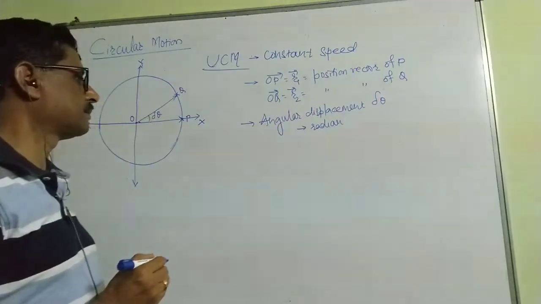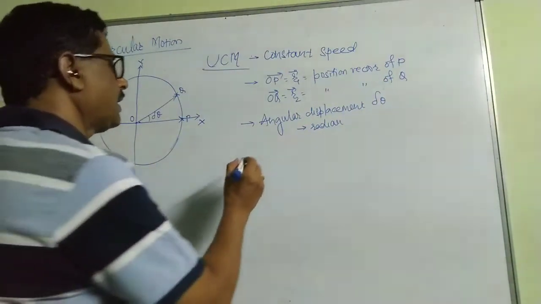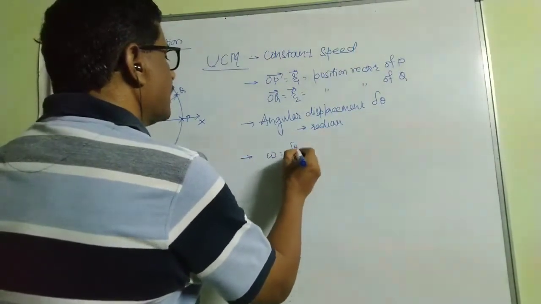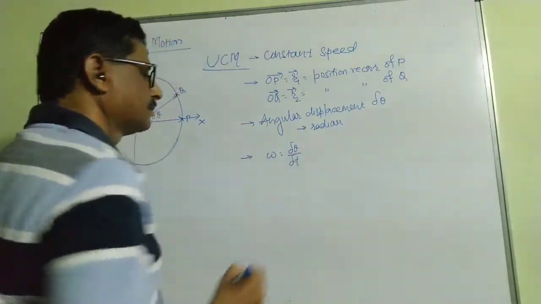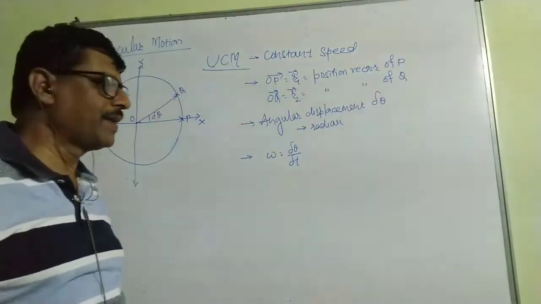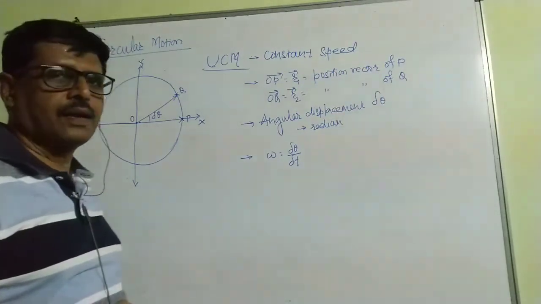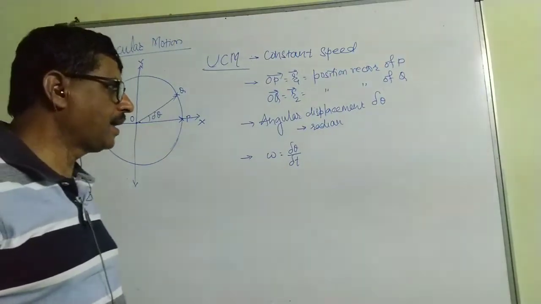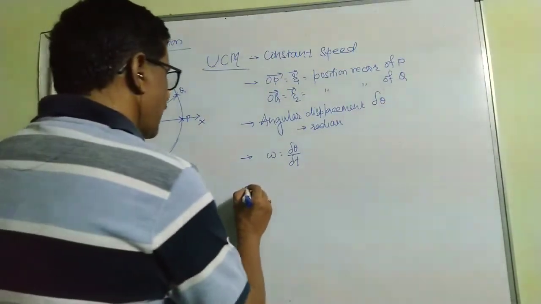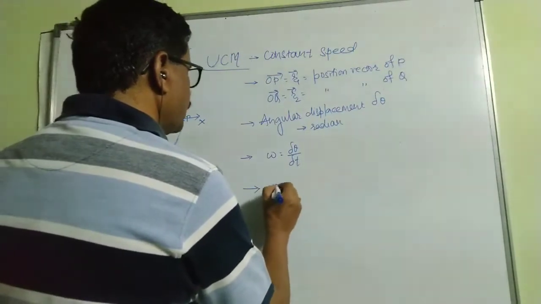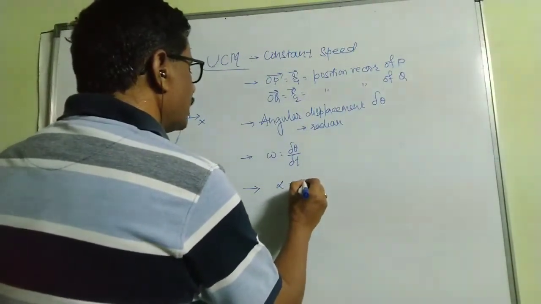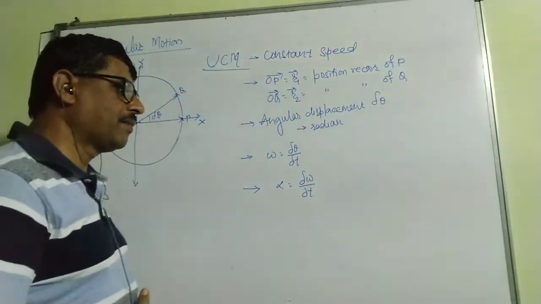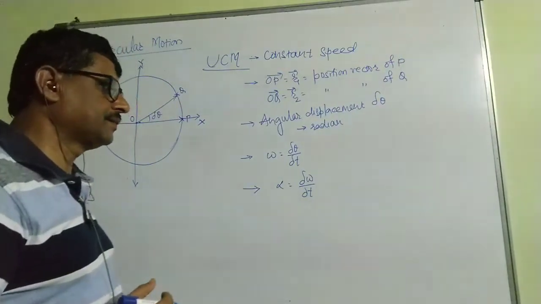Then the rate at which angular displacement takes place is called angular velocity. Angular velocity omega is equal to del theta by del t, and the rate at which there is a change of angular velocity is called angular acceleration, del omega by del t.